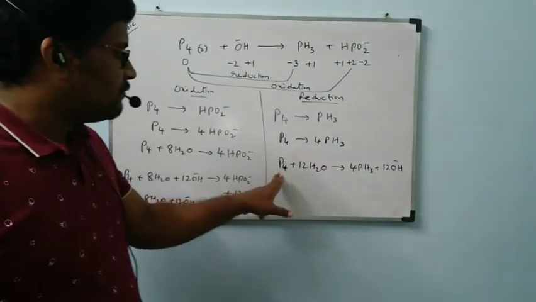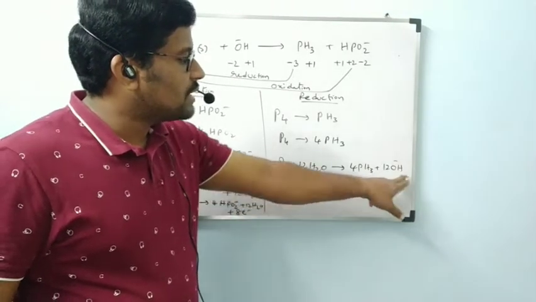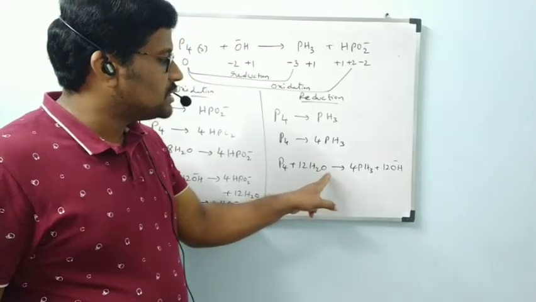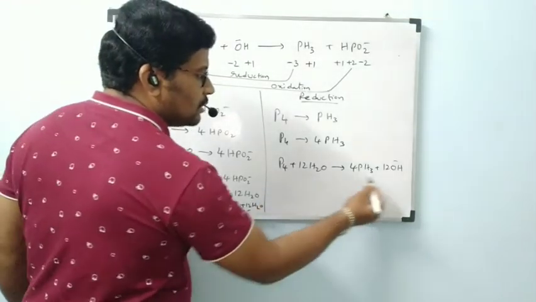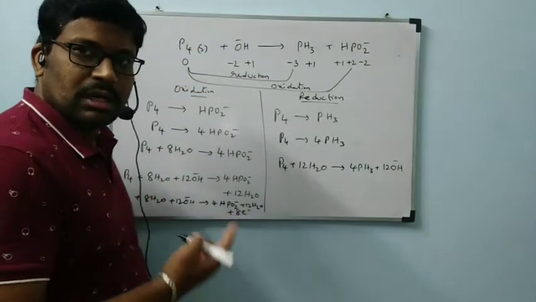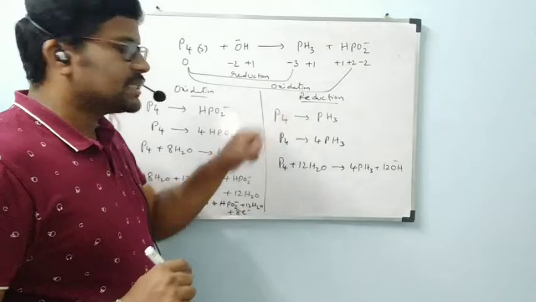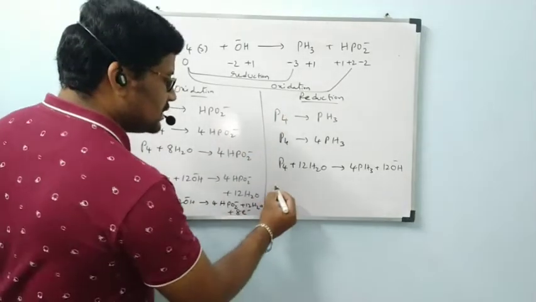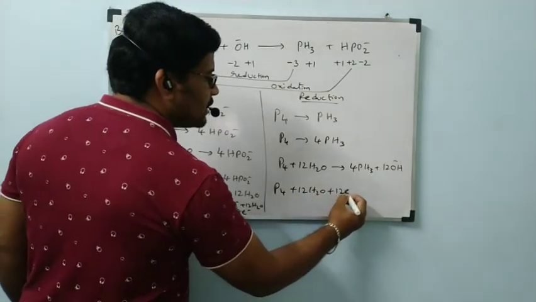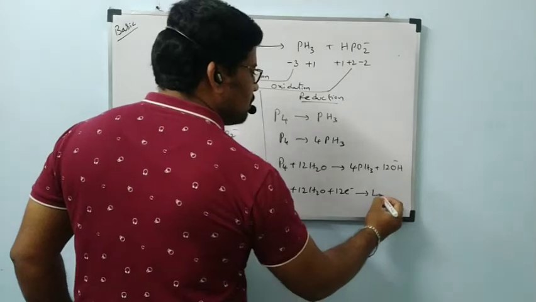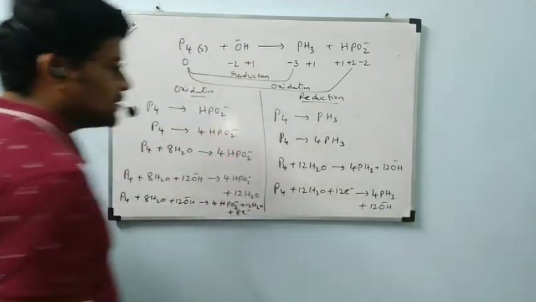Now check that one. P4, 4 P. Hydrogens 12 2s are 24. 4 3s are 12 plus 12, 24. 12 1s are 12, oxygens. 12 1s are 12, balanced. Okay, charge. Left side 0, right side minus 12. Then we have to add electrons on the left side. This is reduction, 12 electrons must be added on the left side. Then this one will be P4 plus 12H2O plus 12 electrons gives rise to 4PH3 plus 12 OH minus.